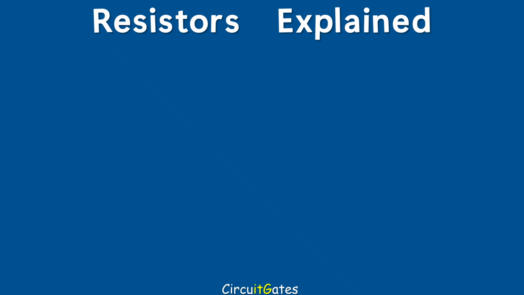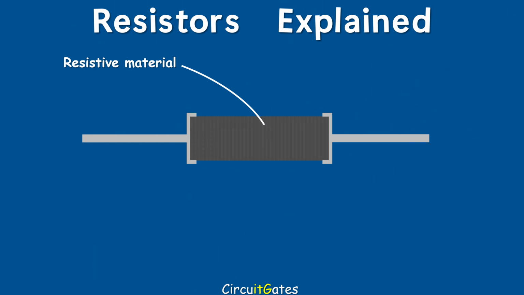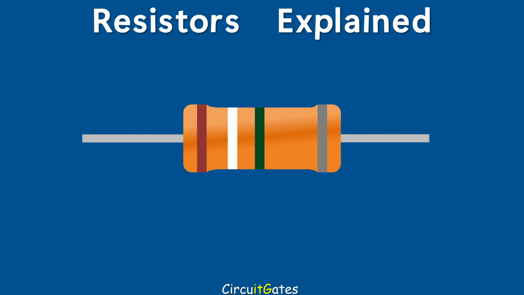Resistors come in different shapes, sizes, and types, but their general construction consists of a resistive material with two terminal wires connected at the ends of the resistive material and then covered with an insulating material. Resistance of a resistor is measured in ohms.